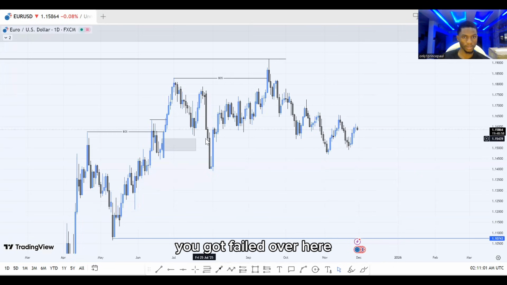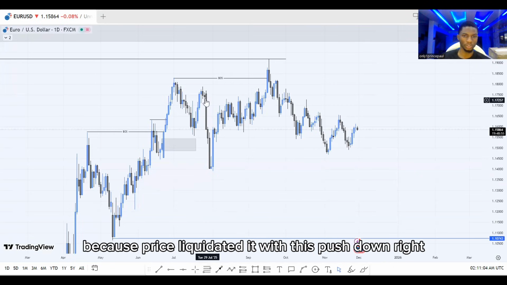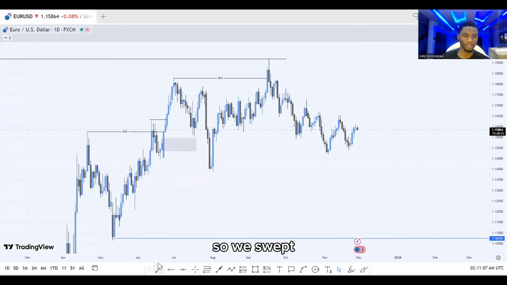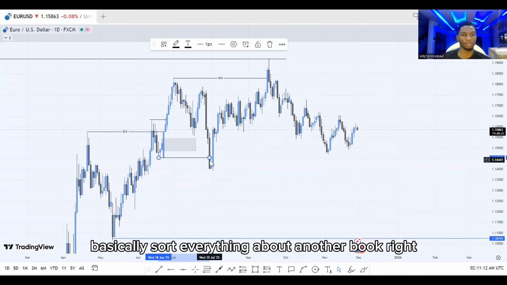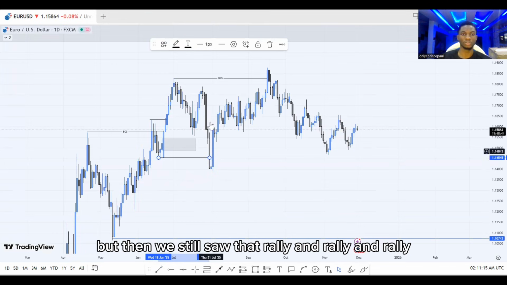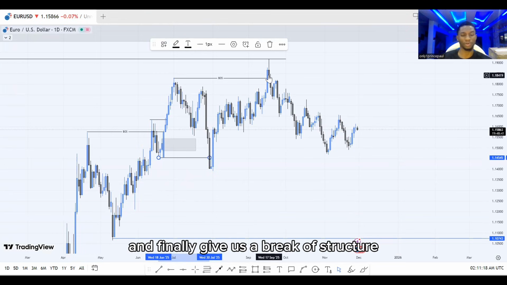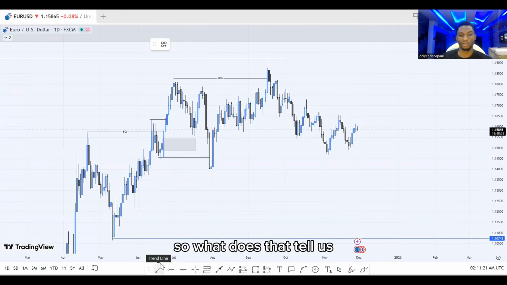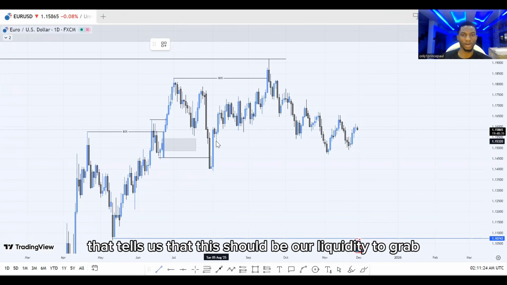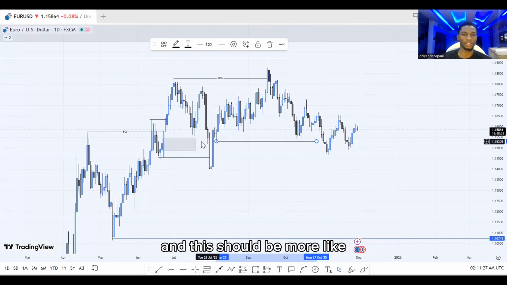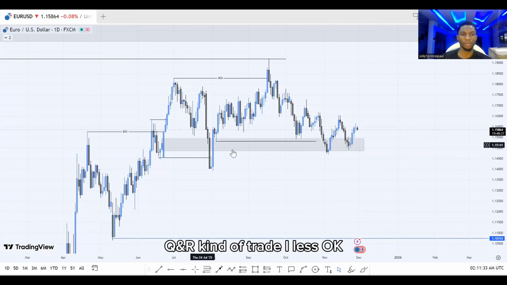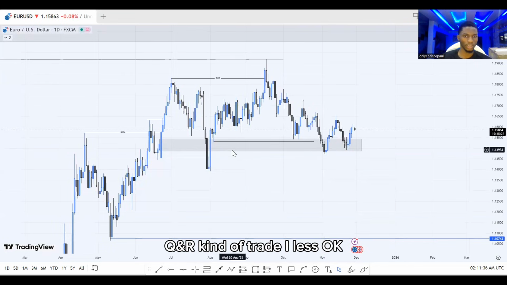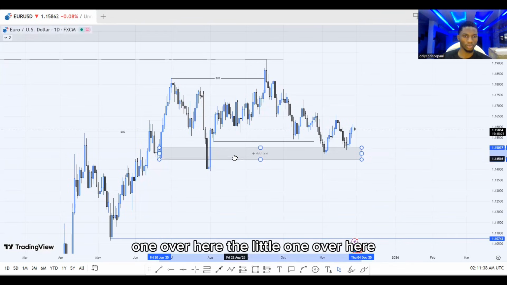It got failed over here because price liquidated it with this push down, right? So we basically swept everything about that order block. But then we still saw that rally and rally and rally and finally give us a break of structure. So what does that tell us? That tells us that this should be our liquidity to grab, and this should be more like a QM kind of trade. Okay, I think the order block should be this particular one over here, the little one over here.